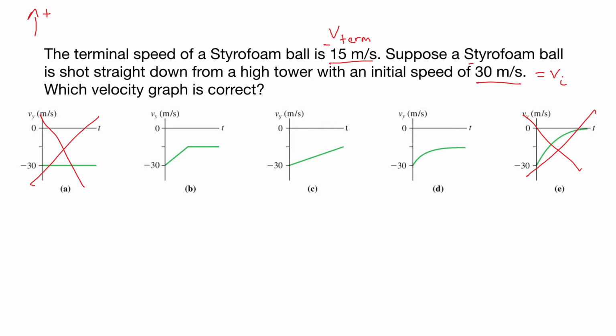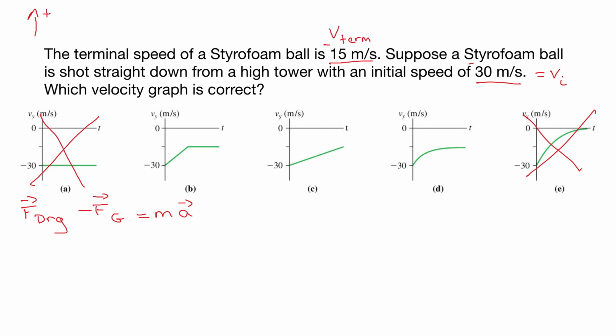So let's go through and talk about what's going on before the styrofoam ball reaches terminal speed. Before it reaches terminal speed, our acceleration is not going to be 0. We will have an acceleration, and that is going to be because our drag force is going to be greater than the force due to gravity at that point. So we're going to have an acceleration, and because our object started with a higher speed than terminal speed, that acceleration is actually going to oppose the motion and slow it down.